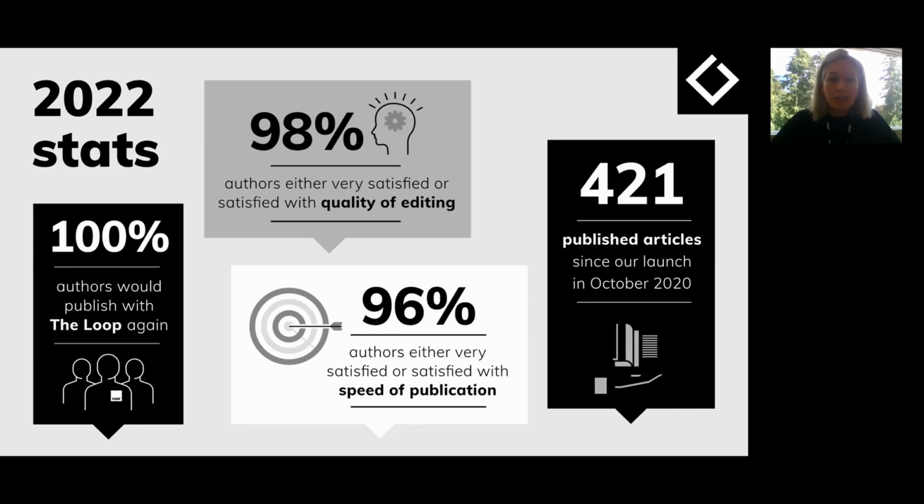98% of authors were either very satisfied or satisfied with the quality of editing, and 96% either very satisfied or satisfied with the speed of publication. We can generally bring your pieces to publication within 3 days of you submitting copy, but if your piece deals with something that's extremely time sensitive, we can turn it around as quickly as 24 hours after copy delivery, or sometimes even quicker than that. So we're a small team and we're very nimble. And just a note on volume, we've got over 500 authors on our books now, and since we launched in October of 2020, we've published 421 articles.